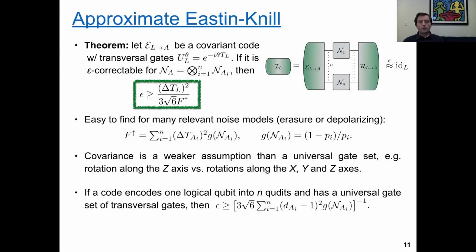Also, we can have a version of the approximate Eastin-Knill theorem in a scenario in which we have a code which encodes one logical qubit into n qubits. If we assume that this code has a universal gate set of transversal gates, then there is some lower bound on epsilon, this correctability parameter. In this bound, the dimensionality of the local Hilbert space shows up, but the expression is very similar to the one I showed you earlier. Okay, so that is the statement of the approximate Eastin-Knill theorem.